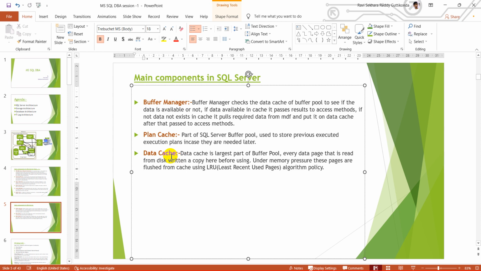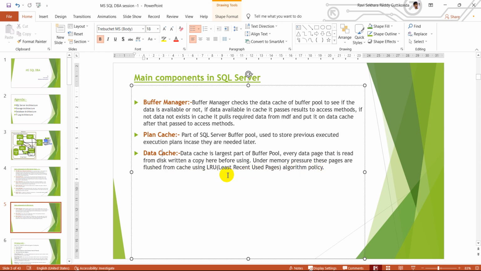Okay, and the next component is data cache. Data cache is the largest part of the buffer pool. So every data page that is read from the disk, wherever the MDF files are stored, it will pull the required pages from the disk and keep a copy here before using. As I said earlier, under memory pressure, these pages are flushed from cache using the LRU policy.